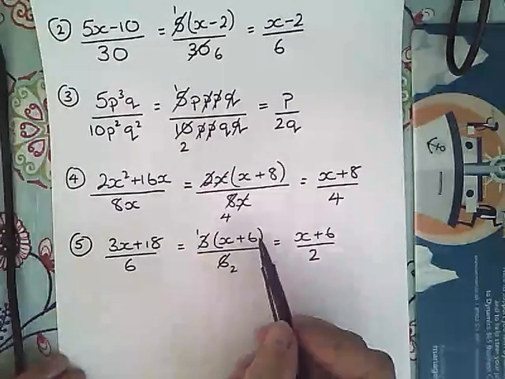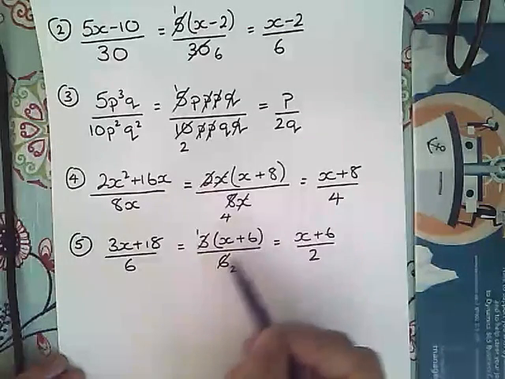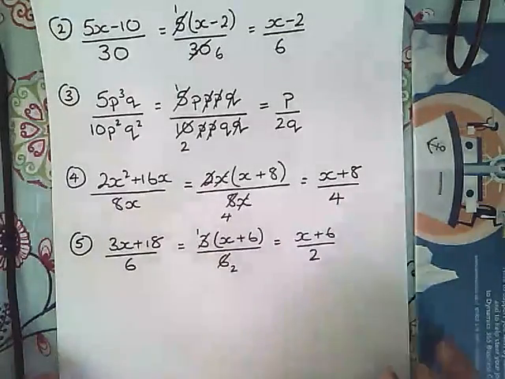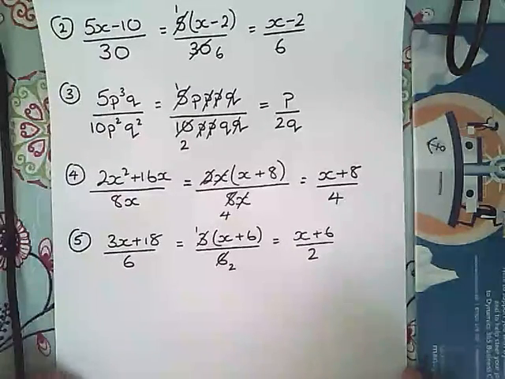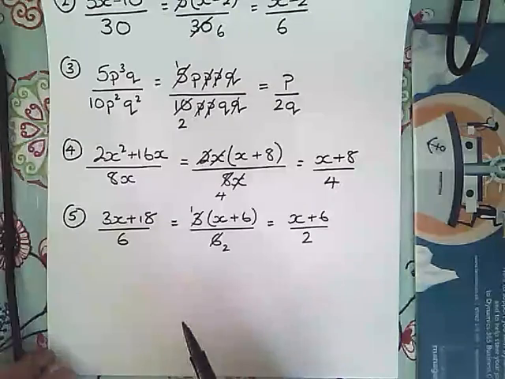Do not, whatever you do, just because there's a 6 here and a 6 here, cancel those. That's called willy-nilly cancelling, and we don't do that. It's only if you're multiplying numbers or letters together that they can be cancelled.